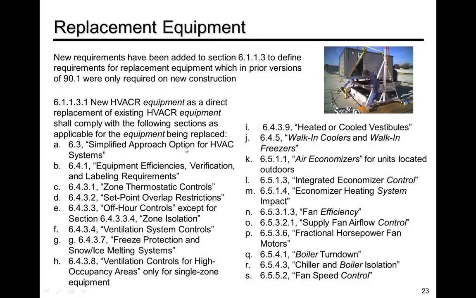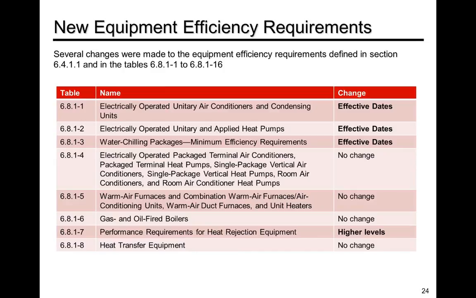The other thing that happened is there's a lot of efficiency tables for mechanical equipment. They started at 6.8.1 and we now are up to 16. Some of these changed, some of them didn't. So what I did is I put a little table in here just highlighting which ones have changed. We'll dive into a little bit of details on each of the ones that have changed. I won't cover the ones that haven't changed, and then we have some new tables.